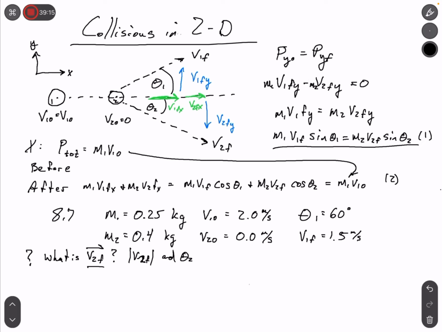Okay. All right, so how do we do it? Well, we have a couple of equations. We've got a lot of unknowns. I'm going to use what we know and what we don't know. First, in the y direction.